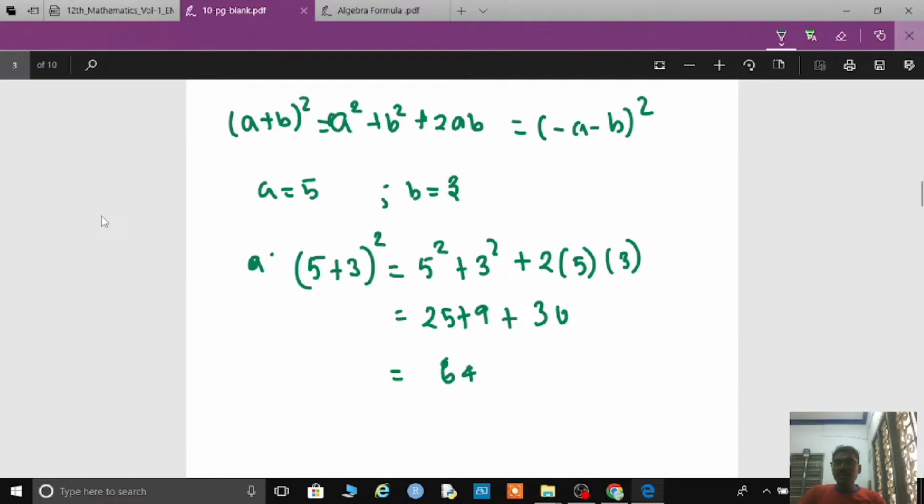We can also find it easily: what is 5 plus 3? 5 plus 3 is 8. The 8 square is also 64. So by the way, we can also use these formulas. Now let's check minus a minus b the whole square.